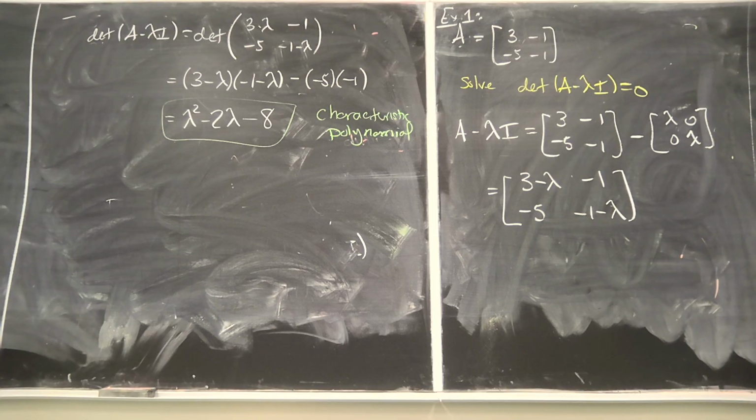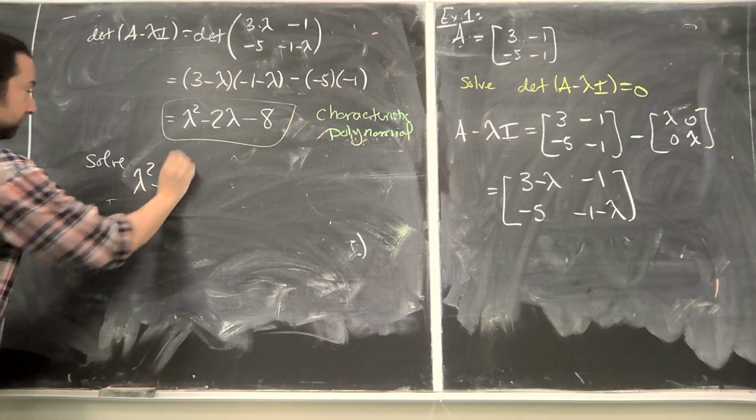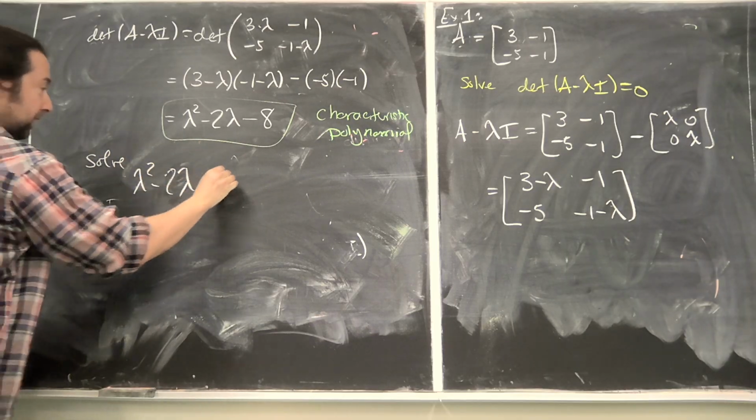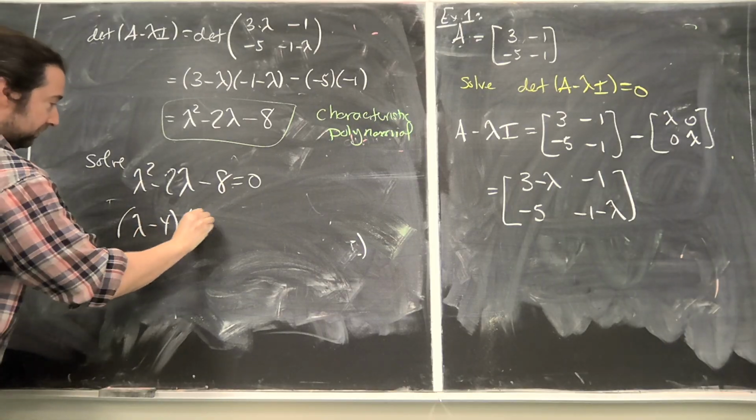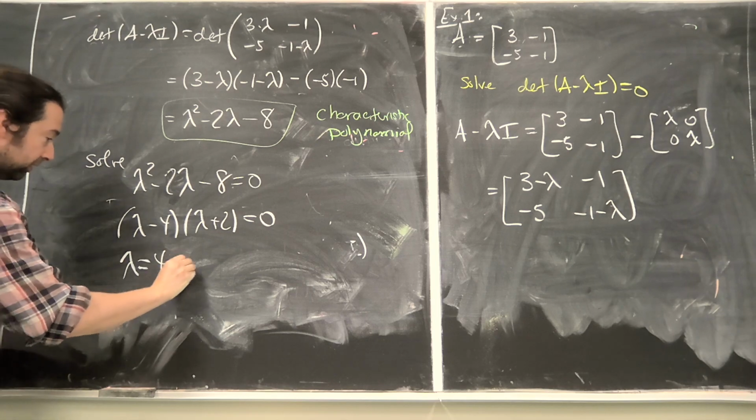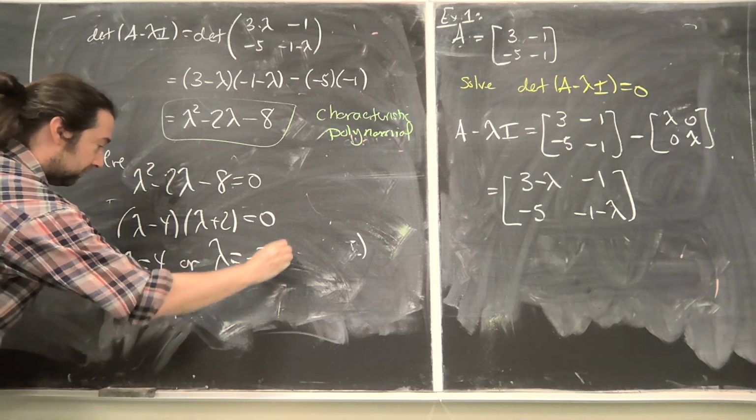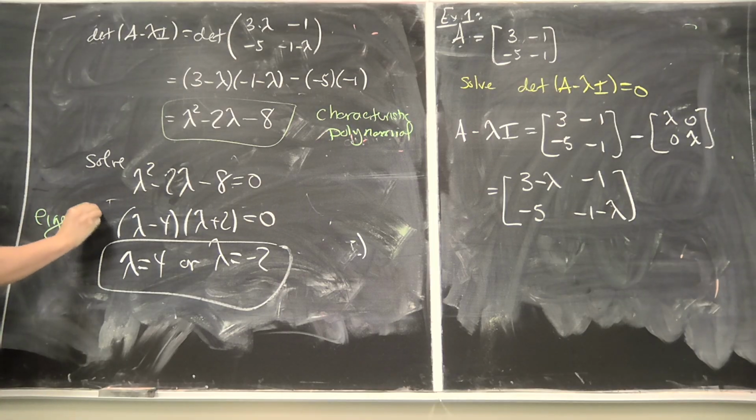If we solve for the roots of that, so now we're going to solve lambda squared minus 2 lambda minus 8 is equal to 0. So lambda minus 4 times lambda plus 2 is equal to 0. So lambda is 4, or lambda is negative 2. Right there, those are your eigenvalues. Successfully completed step 1.